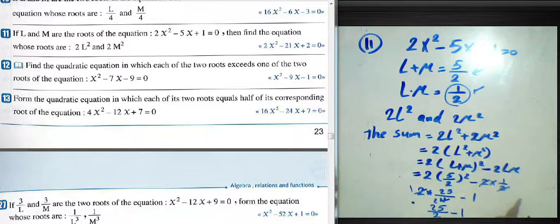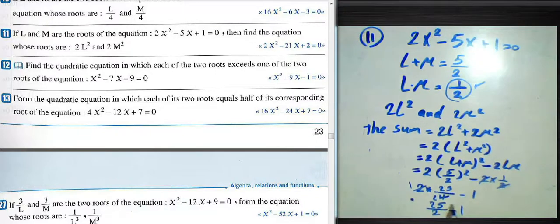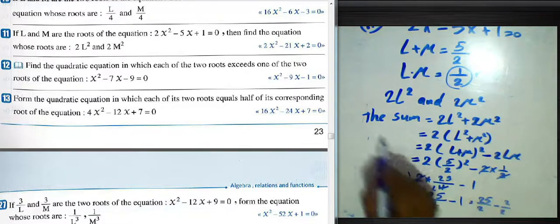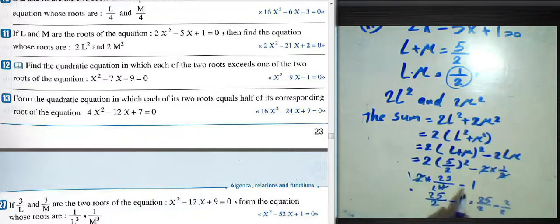Can you simplify it? It's easy for you. We can convert negative 1 to negative 2 over 2. To simplify it, it's clear. So the result for the sum will be 25 minus 2 equals 23, so 23/2.